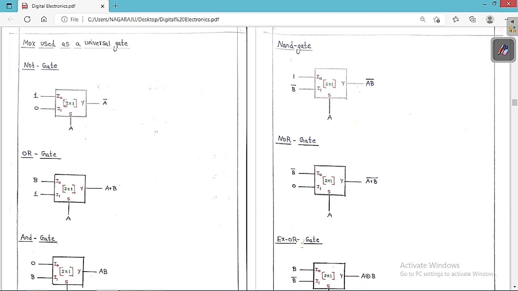If you want the expression, I already told you, it is very simple: A bar into 1 plus A into 0. A into 0 is 0, and A bar into 1 is nothing but A bar. So Y is equal to A bar. This is the expression that we are going to get here.